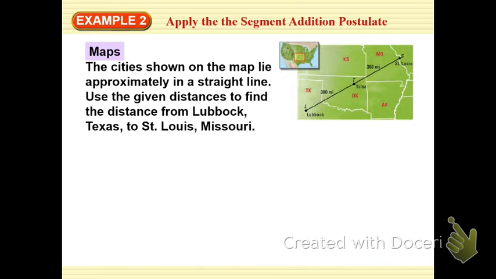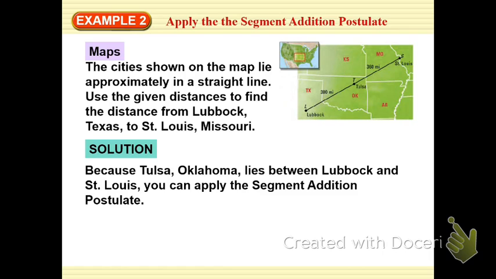All right, apply the segment addition postulate. Cities shown on the map lie approximately in a straight line. Use the given distances to find the distance from Lubbock, Texas, to St. Louis, Missouri. What would I add together to find that distance? Yes, 380 plus 360. It's that simple. We apply the segment addition postulate and take 380 plus 360, we get 740. That's segment addition.